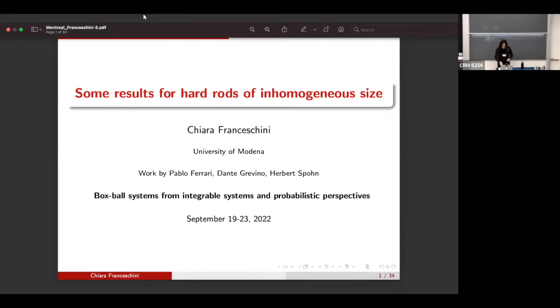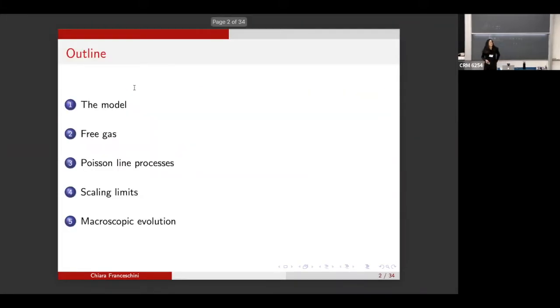Okay, so my plan for the next 45 minutes would be to introduce the model of inhomogeneous rods and then to establish some connection with the free gas dynamics and the Poisson line processes. And then I will give some hydrodynamic scaling limit results, and we'll see that we describe the microscopic evolution.